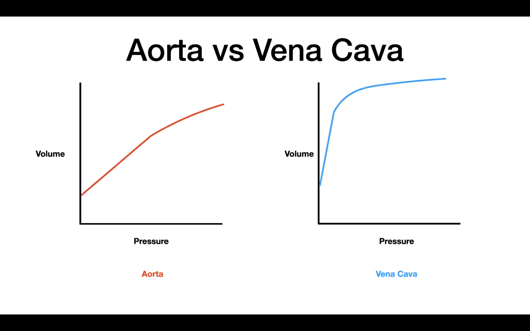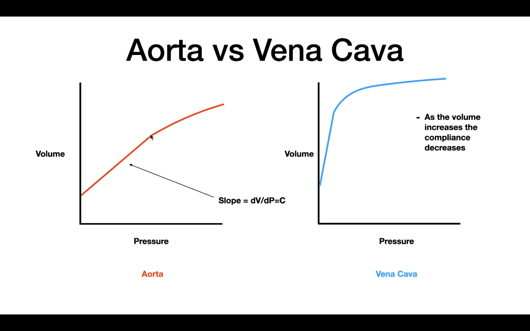So the first thing that you should notice here is that the slope of both of these lines is going to be dV over dP, so the difference in volume over difference in pressure. And this is the compliance. So the steeper the line here, the greater the compliance. The first thing that you should note here is that as the volume increases, the compliance decreases, and we can see this at the volume extremes here.